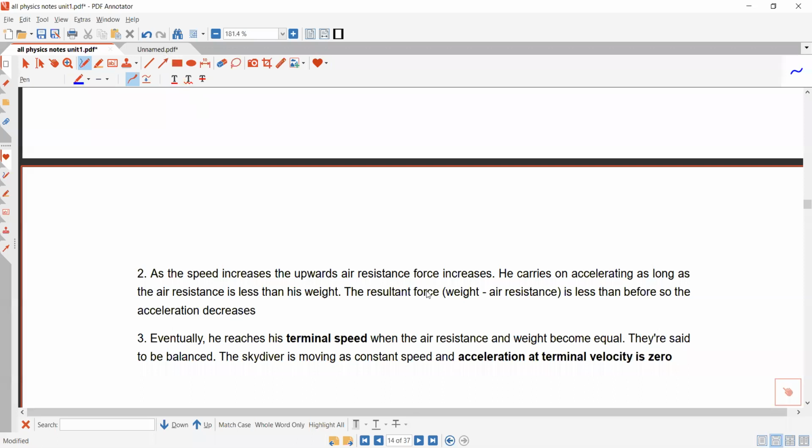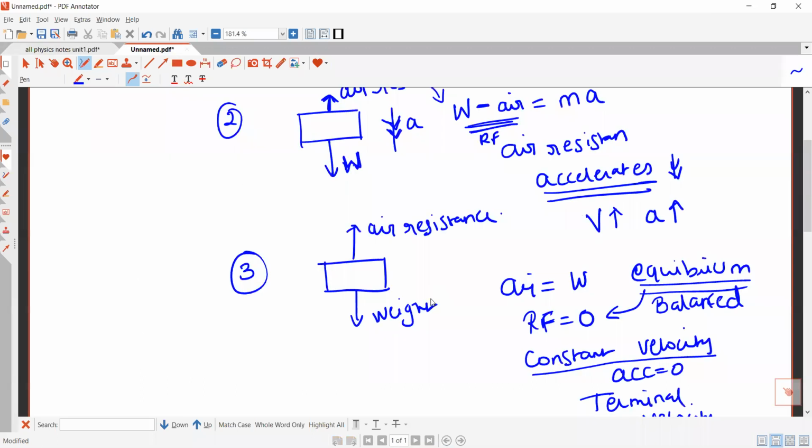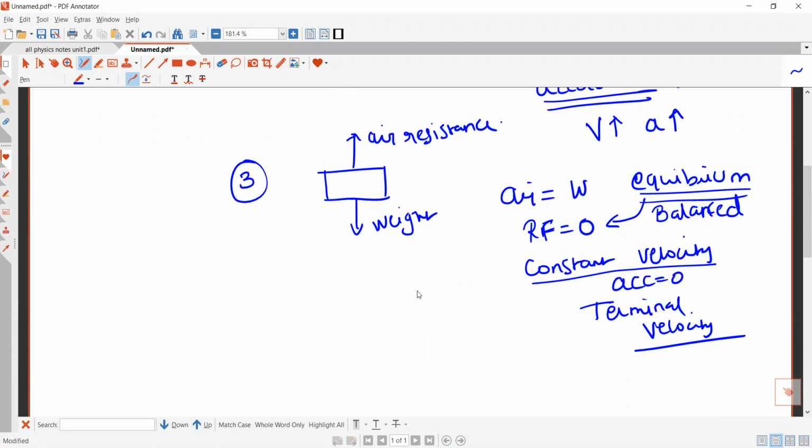Okay. Now, tell me which snapshot do you want to see? Snapshot 3. Check snapshot 3. Any questions you have from here? Let me know. Do you have any questions? No. Okay.